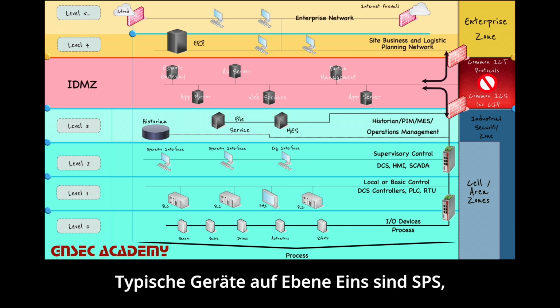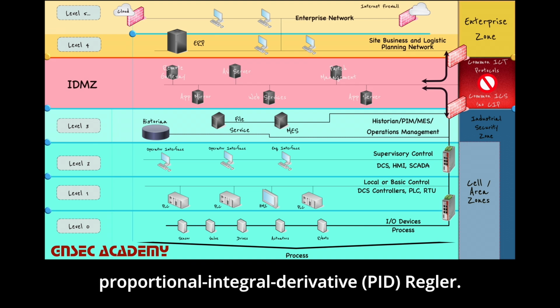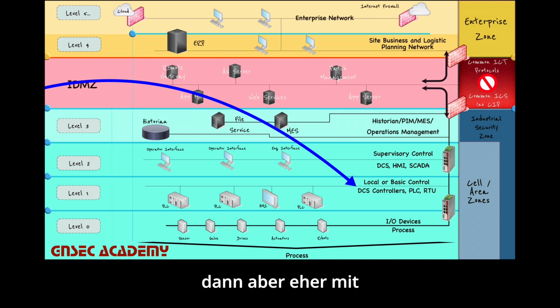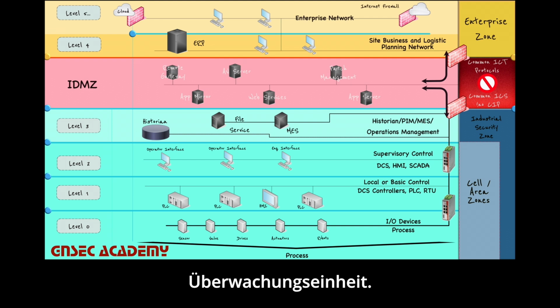Typically found in level 1 are PLCs, variable frequency drives, VFDs, and so-called dedicated proportional integral derivative PID controllers, and so on. Although you could find a PLC in level 2, its function is more of a supervisory nature instead of controlling. So here we have the systems which are really controlling the process and the I/O devices.